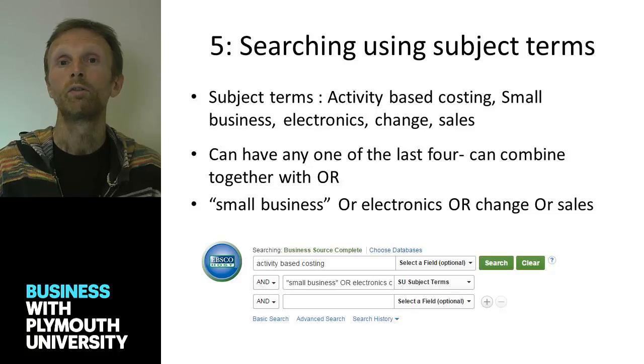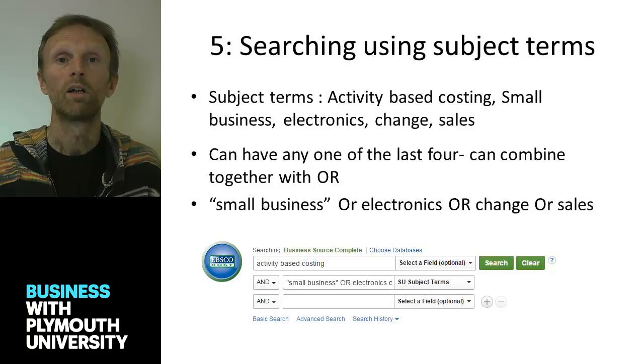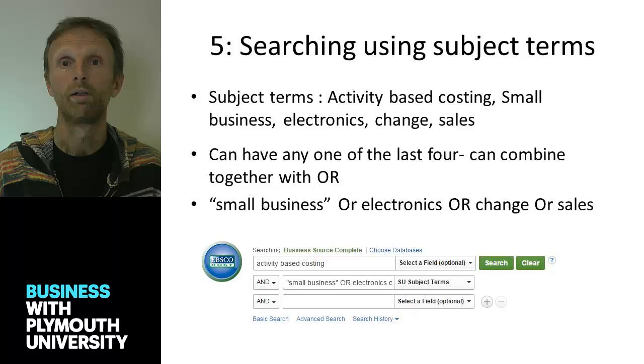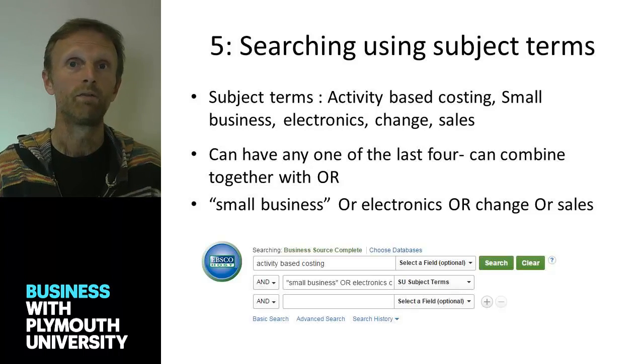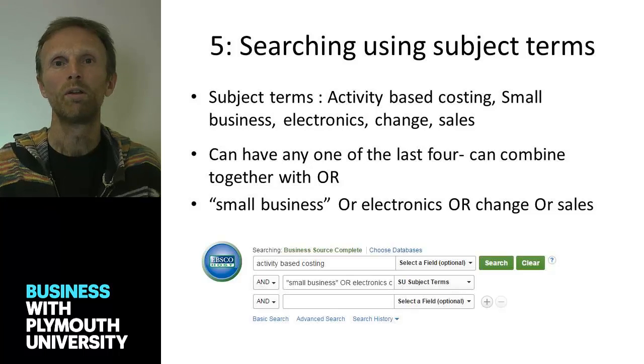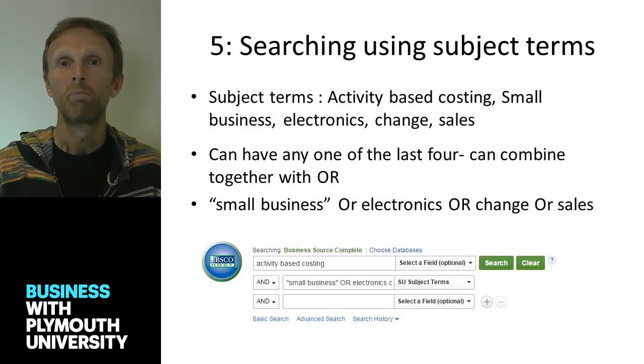When I first do a search, what I do is to look at the subject term section and write down which terms are relevant. That's what this page shows. In this case there are 5. Now you must have activity-based costing, but I'm not too bothered which of the last 4 I have. As I don't mind, I can combine them together on one line using the word or.